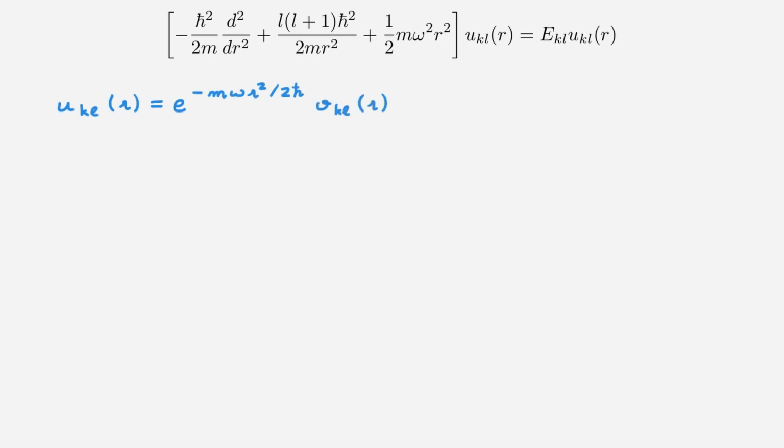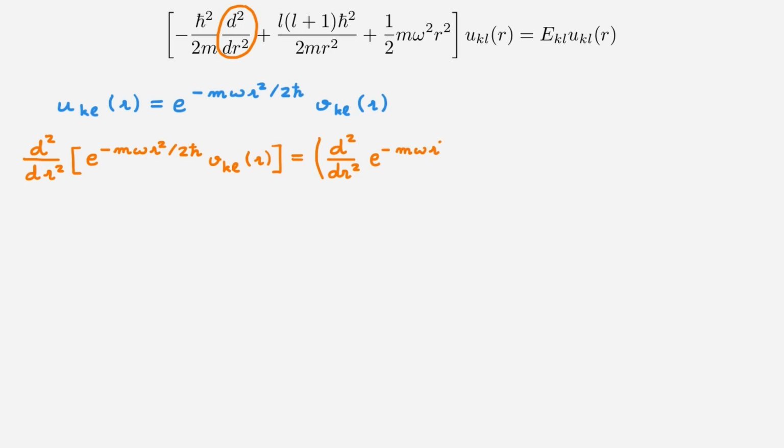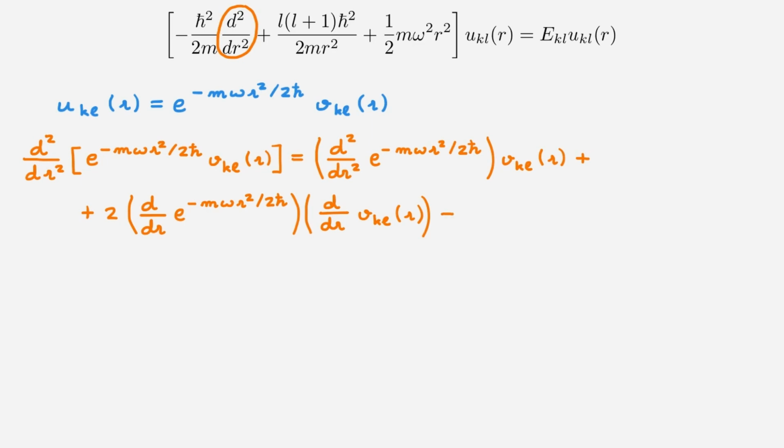The tricky term is the derivative here, so let's write the second derivative of the new expression in terms of v. We can now use the chain rule to expand the derivative as the term involving the second derivative of the exponential, plus the cross term, which is 2 times the first derivative of the first term, times the first derivative of the second term, plus the term involving the second derivative of v.